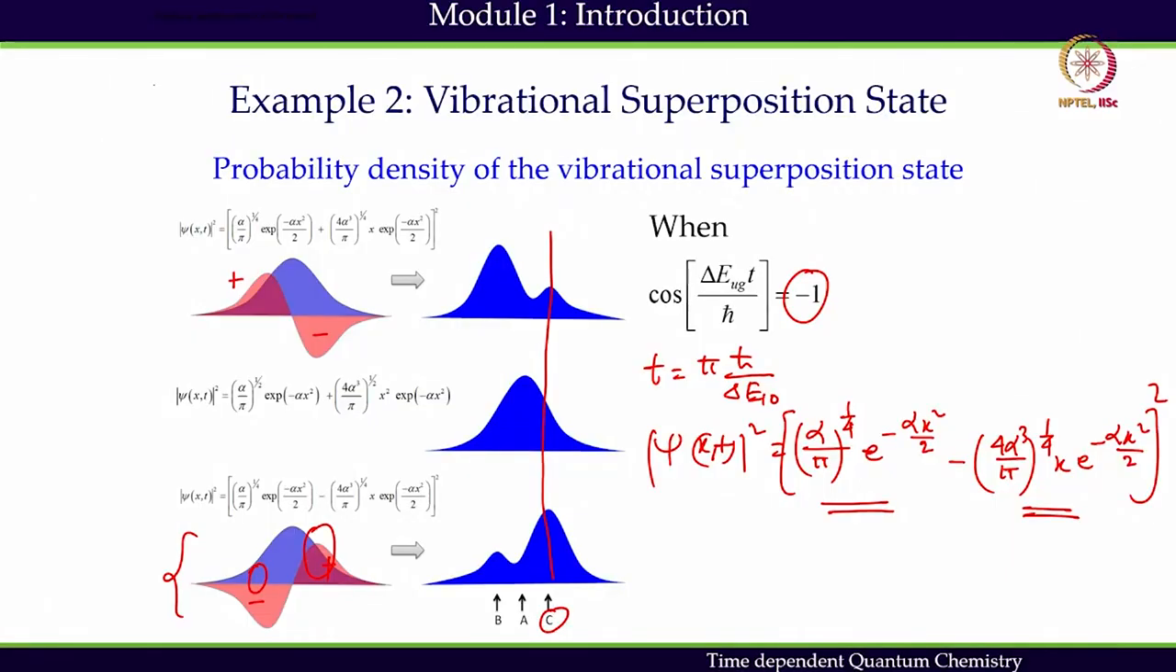But if it was staying at V equals 0 state, that was a stationary state, there is no way we could observe this change in density or this frequency of vibration. So coherence has a beautiful effect in the experiment, and one can make use of the coherence to observe certain thing which cannot be observed if it is in stationary state.